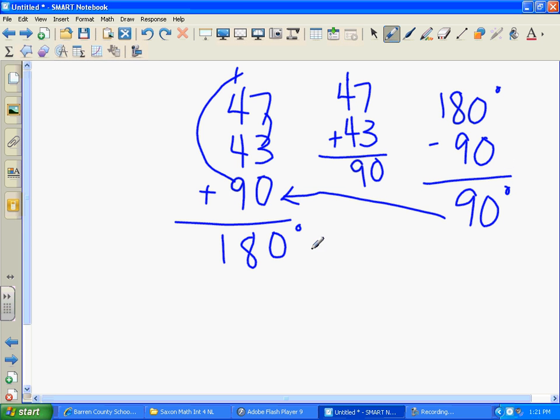So that's just a cool fact to remember, that all of the angles of any kind of triangle, if you add all three angles, it always equals 180 degrees.